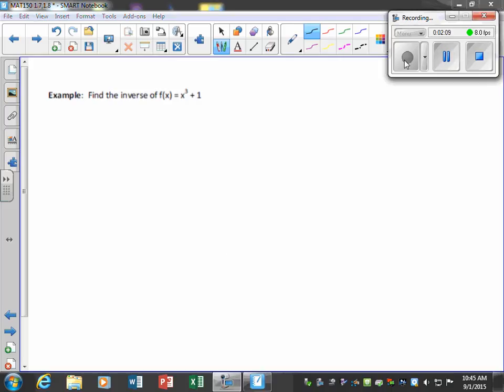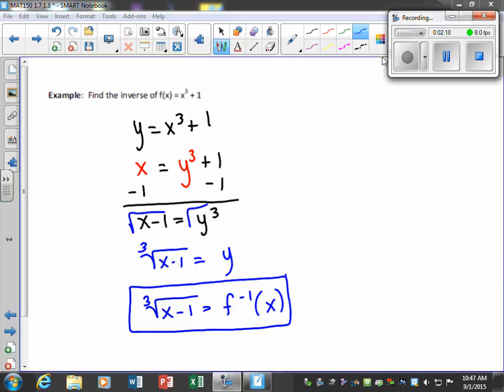Pause this and see how far you can get on this one. Okay, so here we have it. Our first step, we replaced f of x with y equals. That's here. The next thing we did was interchange x and y, and then we solved for y here. And then we have the cube root of x minus 1 is equal to y, and our last step is replace the y with the f inverse of x. Like I said, we could verify this using previous work, but this is all that they ask us to do, so we're good there.